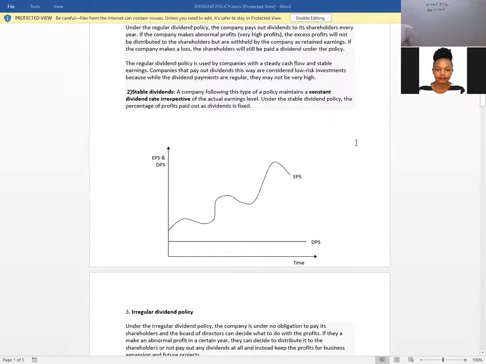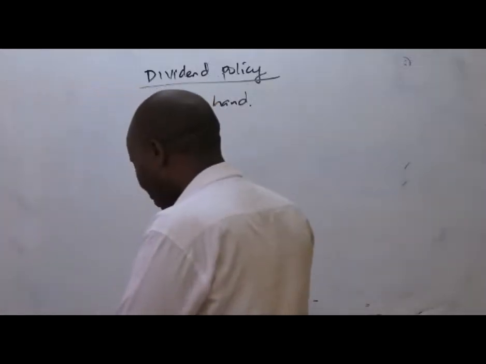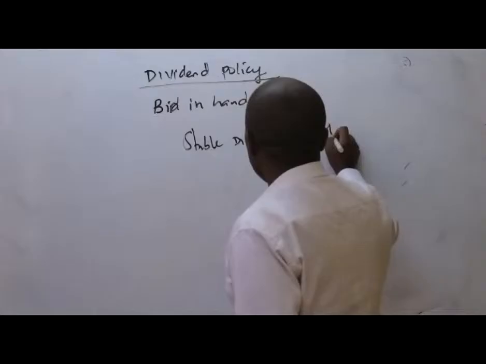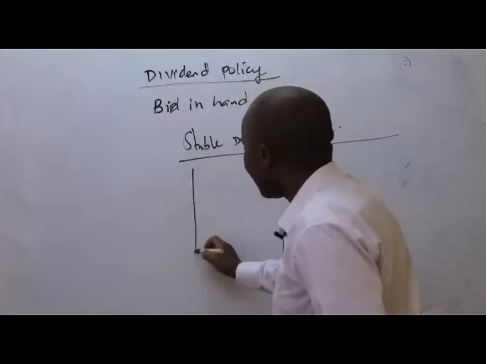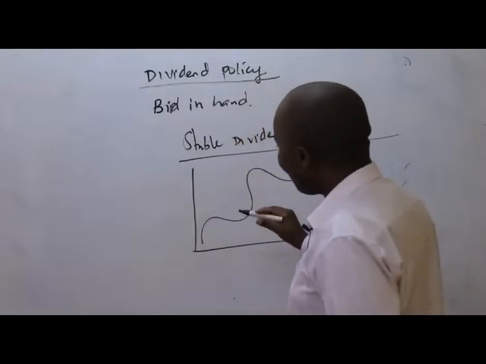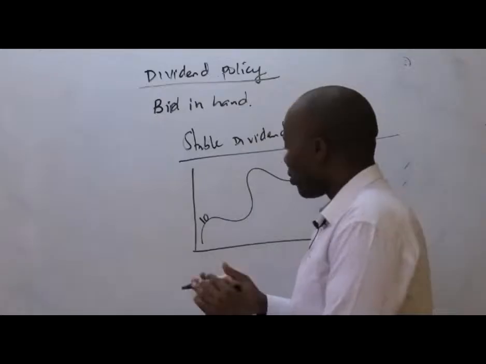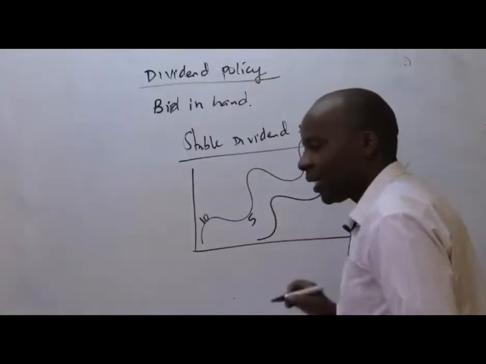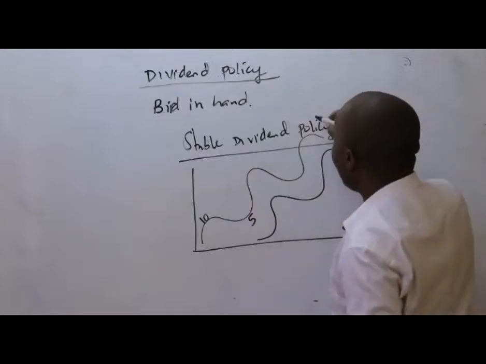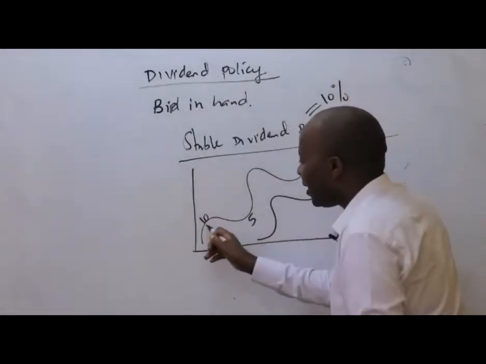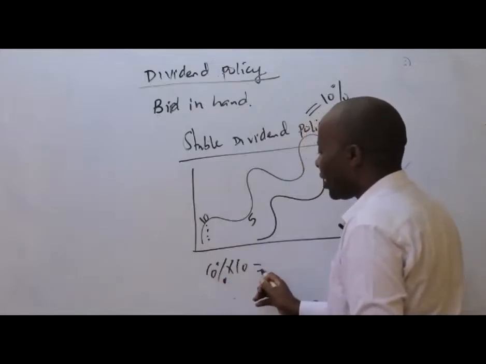Actually, this is not the proper graph for this. Allow me to explain this a little bit. Ladies and gentlemen, a stable dividends policy will always have this kind of situation where, if our profits after tax fluctuate like that, for example, if the profit after tax here is 10 million and here is 5 million, then automatically our stable dividends will always move like that. Such that if our stable dividend policy is, for example, 10%, then in this particular year, in terms of dividends, we take 10% of our profit, which is 10, which is 1.